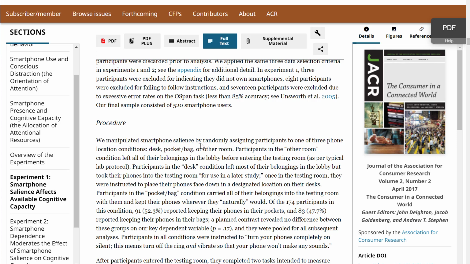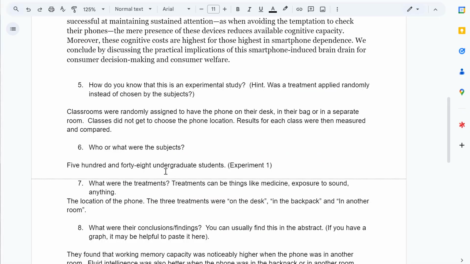So participants, and see this phrase, randomly assigning participants. That is the magic thing you're looking for. That is a traditional, well-designed experiment: randomly assigning the treatments. What are the treatments? Well, it's the phone location. It's either on the desk, the pocket or bag, or the other room. Okay, so let me go here. And the location of the phone, the treatments were on the desk, in the backpack. Well, I could say pocket or bag. Let's fix that.